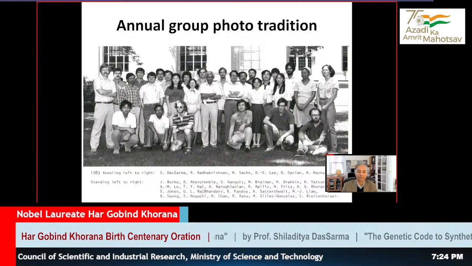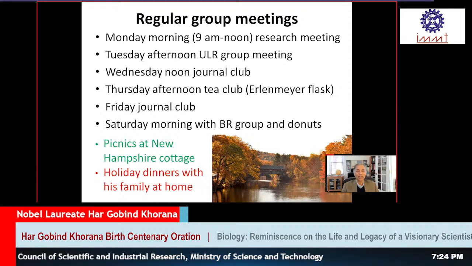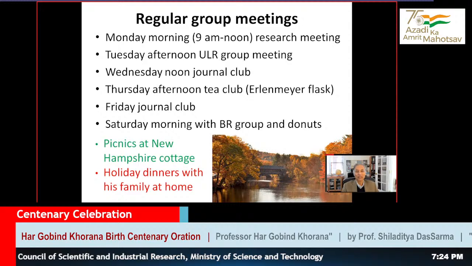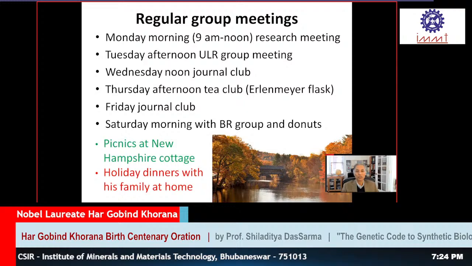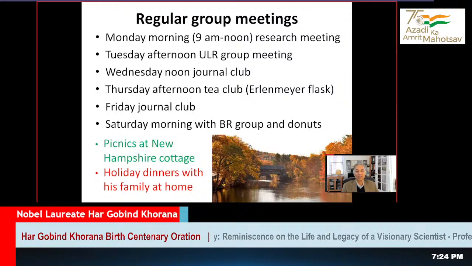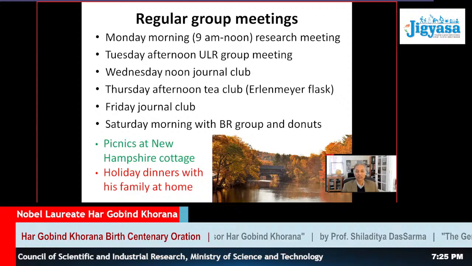Another tradition in the group was regular group meetings. In fact, Dr. Khorana had meetings every day of the week, including Saturday. The group meetings started Monday morning with a three-hour meeting from 9 a.m. to noon, where two group members would present their research for the last several months. And one of the requirements was to provide a written lab report on Friday prior to the Monday, so that Dr. Khorana would have a chance to review the work in detail over the weekend.